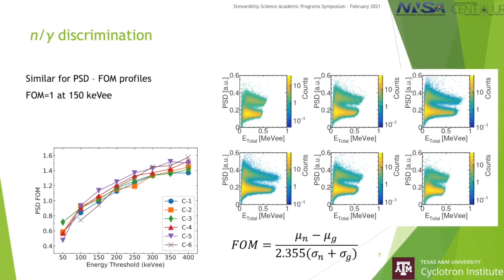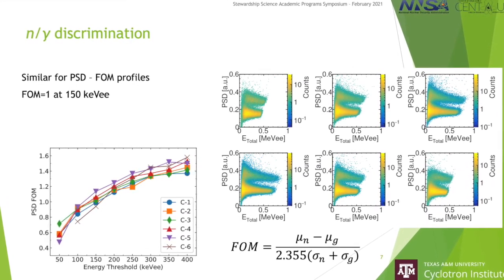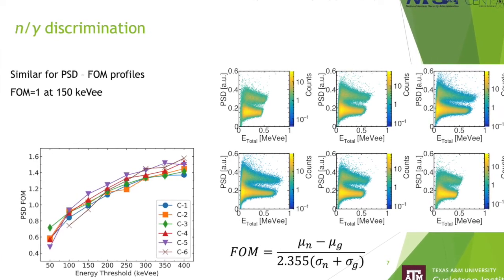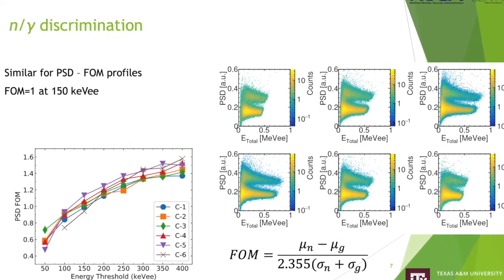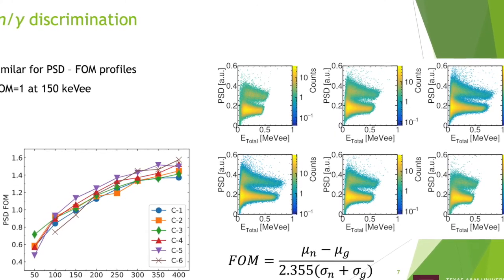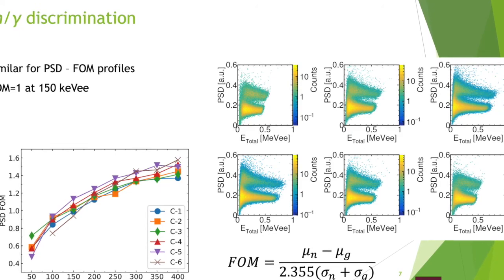By looking at events from each of the independent crystals, we then look at the neutron-gamma pulse shape discrimination. And with a similar figure of merit treatment, we find a PSD threshold of 150 keVee in all crystals.